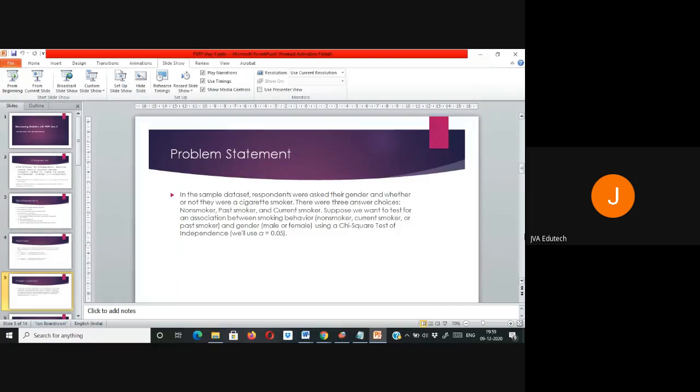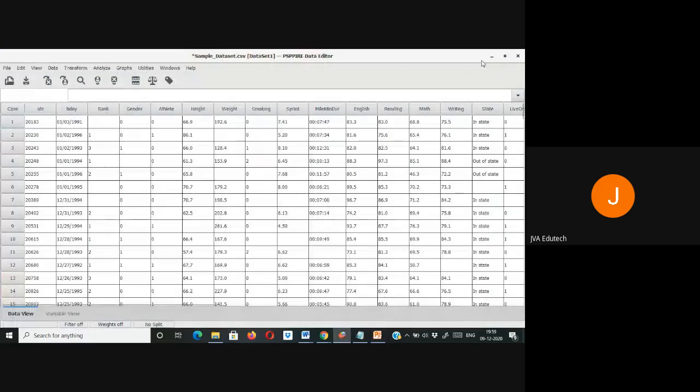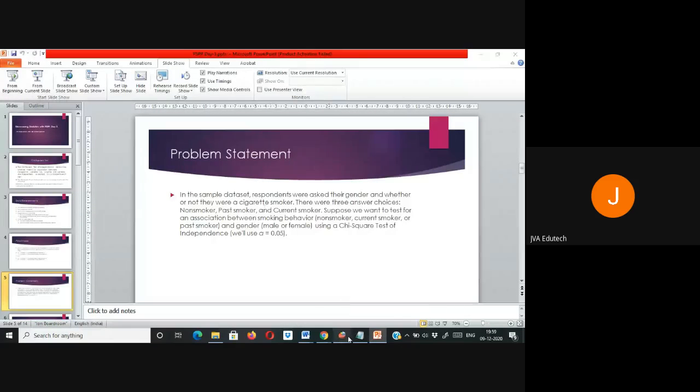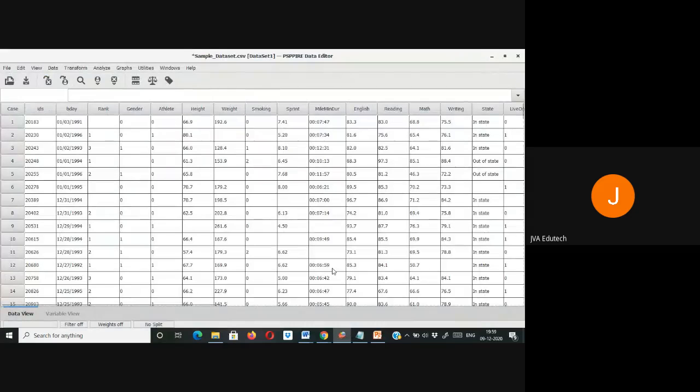In the sample data set, you can see there is a category of smokers. In this data set, the respondents were asked about their gender and whether or not they were cigarette smokers. Gender was divided into male and female, and their smoking status was divided as non-smoker, past smoker, and current smoker, as we have taken in the previous case.